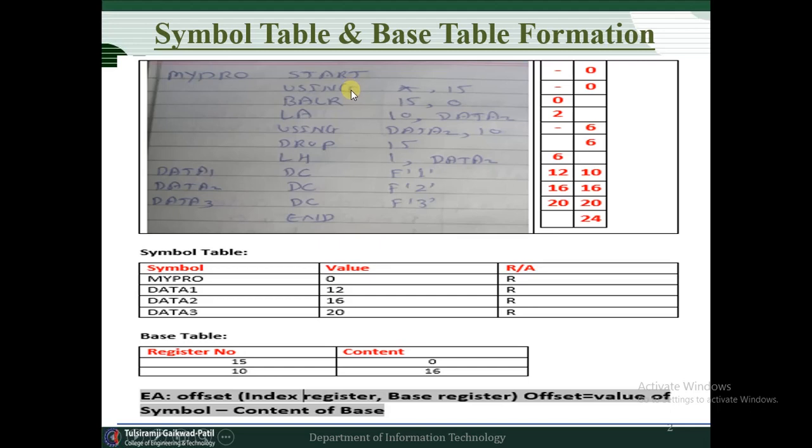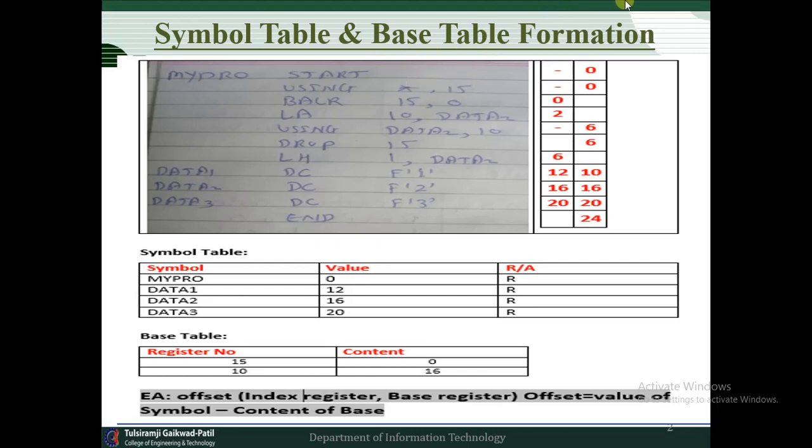So how many times do you find USING? Here you may find it two times. In the first USING, you may find star comma 15. So 15 is the base register and star is the content. Under that star, here we find the value 0, and 15 is the base register. Now again here you may find the second base register, because we have used USING two times. That's why the first base register is 15 and the second base register is 10.